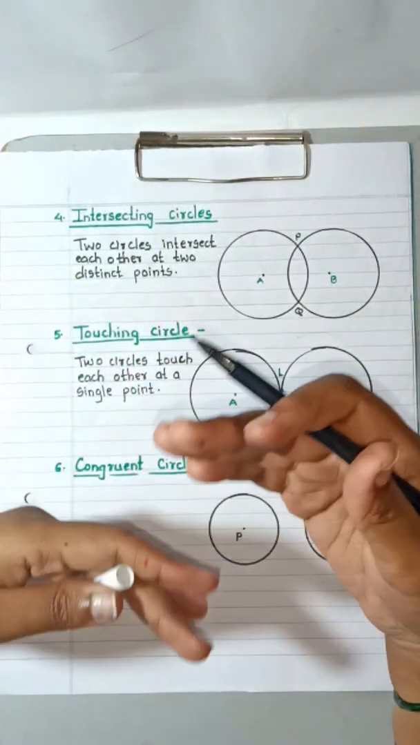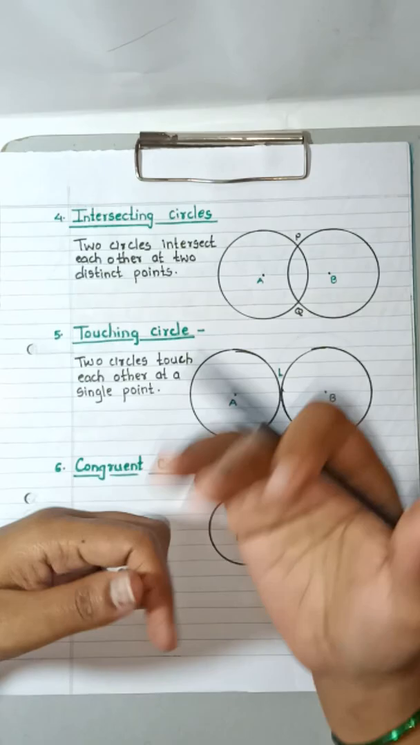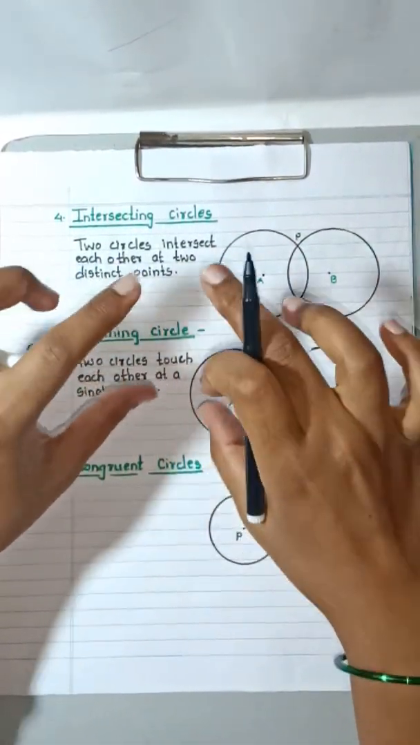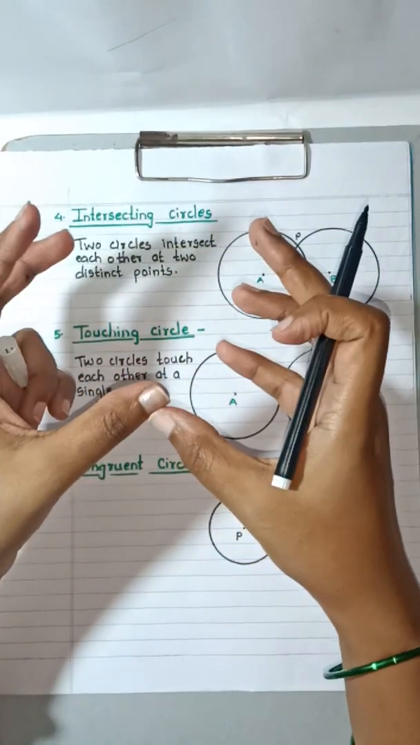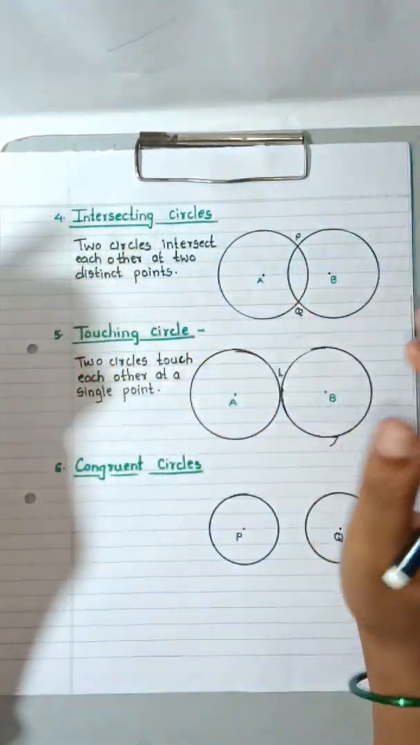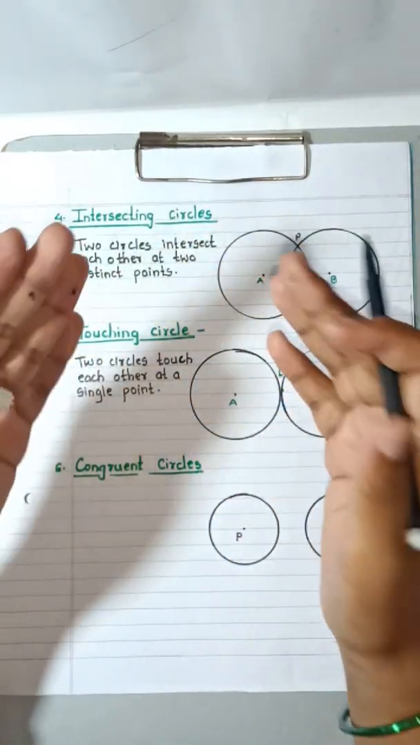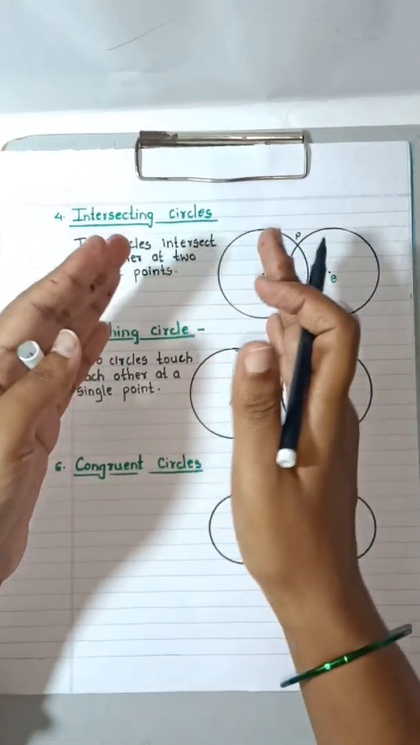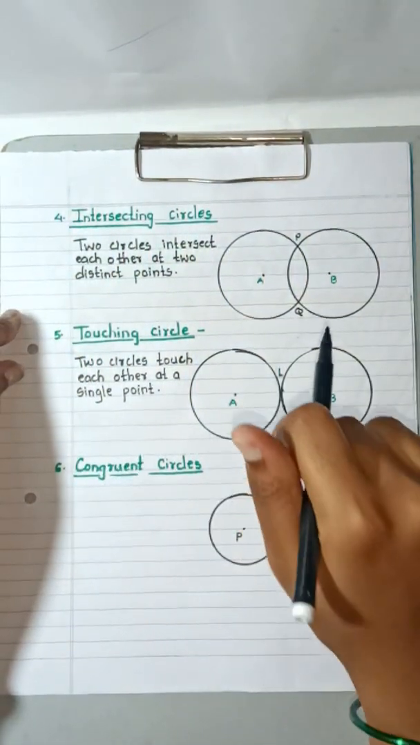Now congruent circles. Now children, I'll give you a very nice example. You have seen bangles. Bangles are congruent circles. They are of the same size. Their radius is the same, their diameter is the same. Therefore, you can say that they are congruent circles. Circles having the same diameter and radius are called congruent circles.